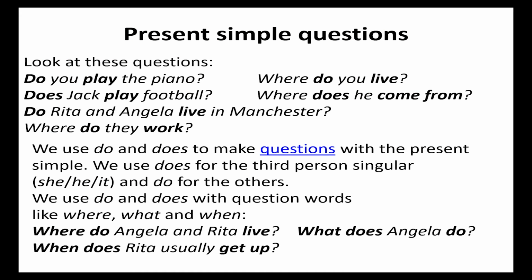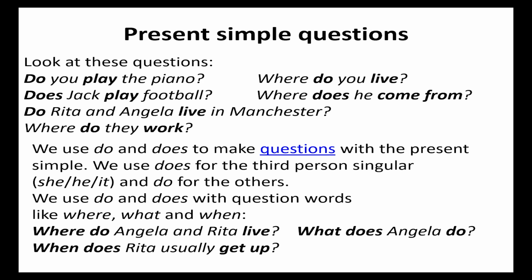Let's describe some more about the questions. In present simple question, look at these questions. Do you play the piano? Where do you live? Does Jack play football? We use do and does to make questions with the present simple. We use does for the third person singular, like he, she, it, and do for others. We use do and does with question words, like where, what, and when.